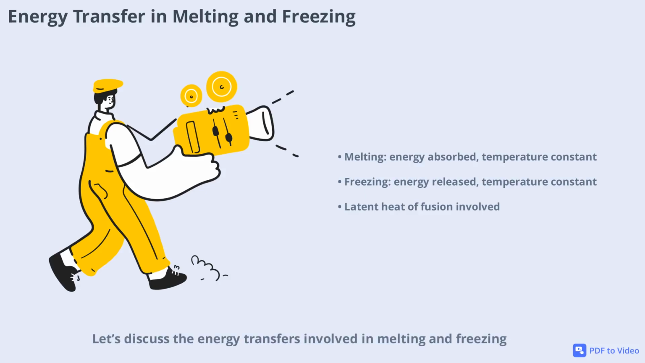Let's discuss the energy transfers involved in melting and freezing. When a substance melts, it absorbs energy without a temperature rise. When it freezes, it releases energy, again with no temperature change. This is due to the latent heat of fusion. We'll illustrate this with real-life examples and connect it to the earlier questions on phase changes.